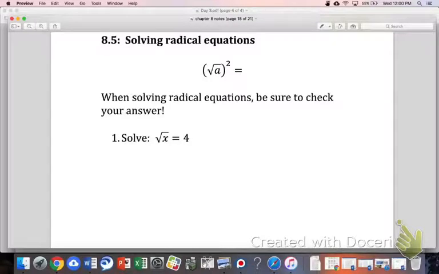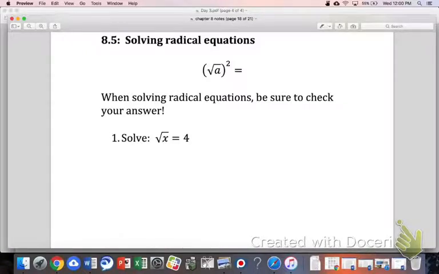This is the intro video for Algebra 1, Section 8.5, and as you know, throughout this whole unit, we've been working with radicals, and finally in 8.5, we're going to look at radical equations, which is to say equations that have a radical or two in them.